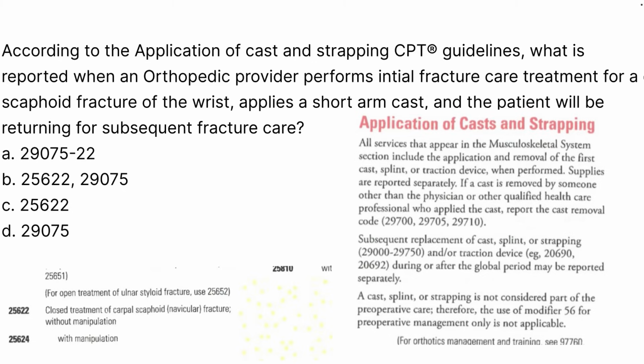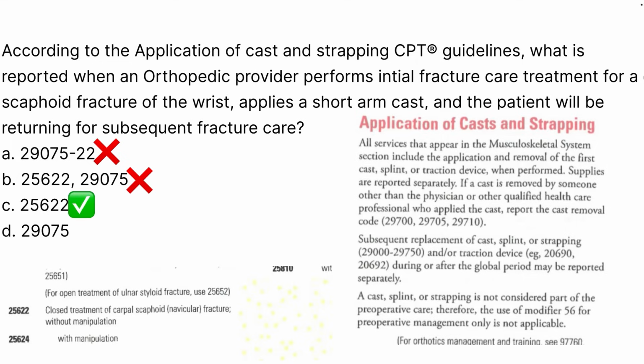Let's analyze each option. In option A, 29075-22, which is incorrect. Modifier 22 is only for increased procedural service, not routine initial fracture care. So it is incorrect. Option B is also incorrect. Cast application is included in 25622, so it should not be reported separately. Option C includes initial closed treatment of the scaphoid fracture plus cast application. So it is the correct answer.